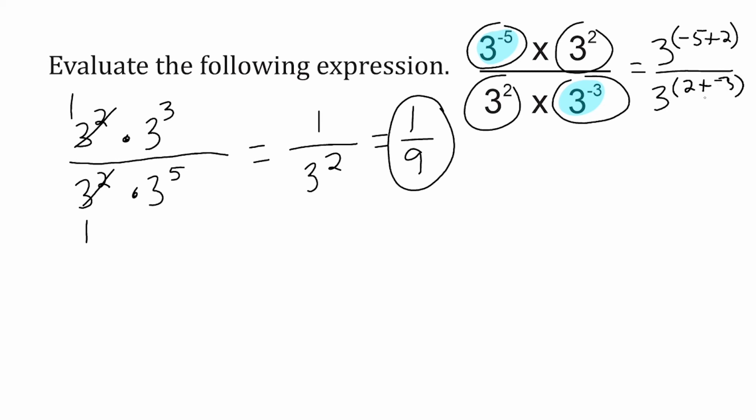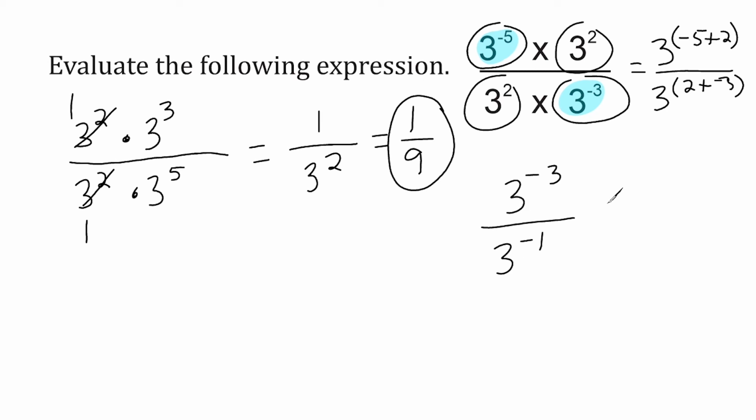Now, what we're going to do next is take our numerator and write that as 3 to the negative third power, because negative 5 and positive 2 is negative 3. And for the denominator, we're going to rewrite that as 3 to the negative first power, because 2 and negative 3 is negative 1.